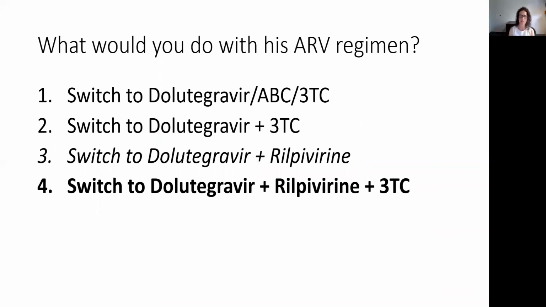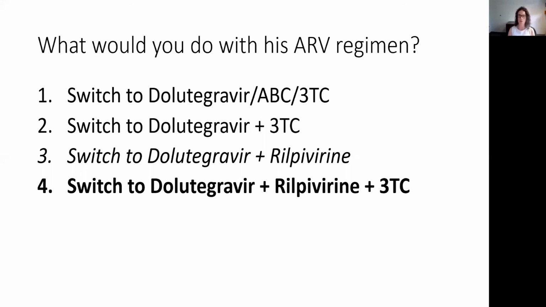So going back to our question here, what would you do? Well, we would not switch to dolutegravir abacavir, again, talking about the risk of abacavir in the setting of M184V. We would not switch to dolutegravir and 3TC, given the extremely limited data. Those patients were largely excluded with M184V, excluded from the trials of switch therapy. It's not recommended in those with underlying resistance or history of failure.